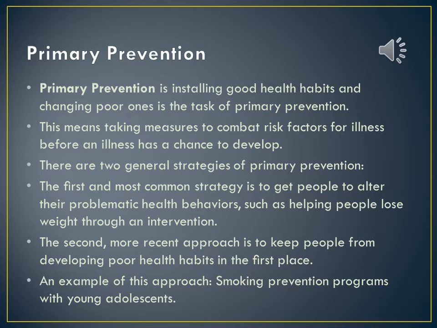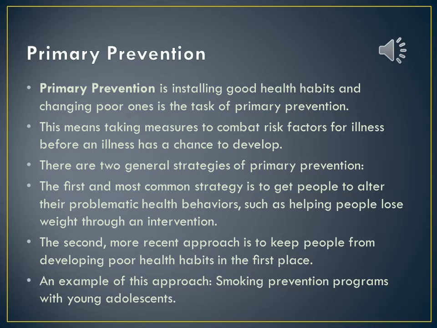And there are two general strategies for primary prevention. The first and most common strategy is to get people to alter their problematic health behavior, such as helping people lose weight through an intervention. The second, more recent approach, is to keep people from developing poor health habits in the first place. An example is the smoking prevention programs with young adolescents that we are conducting today, to keep people from developing these poor health behaviors.